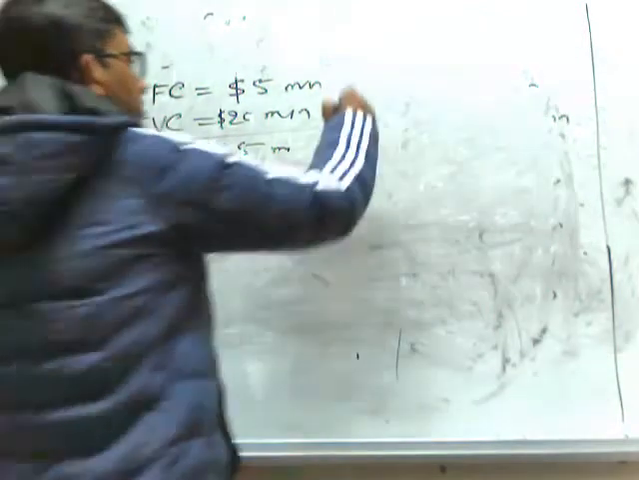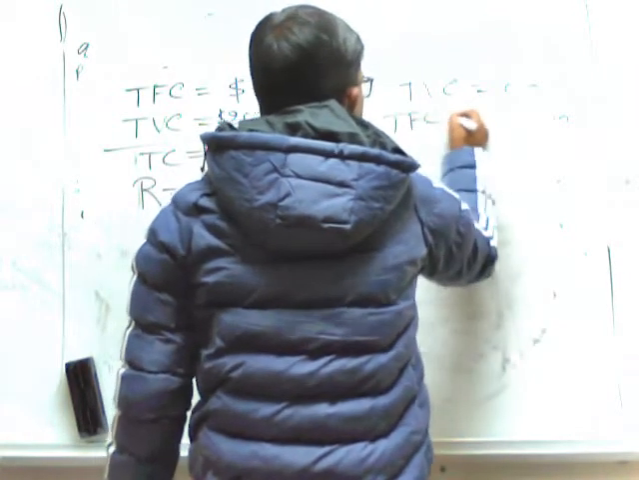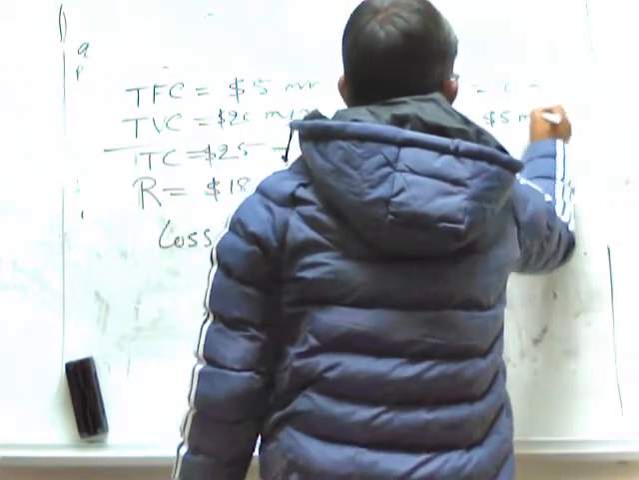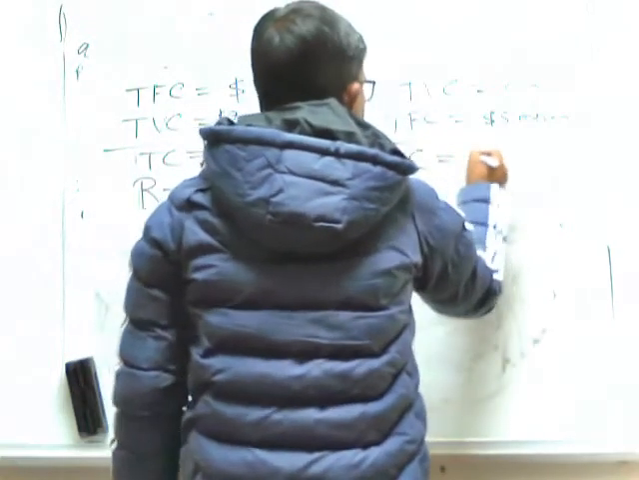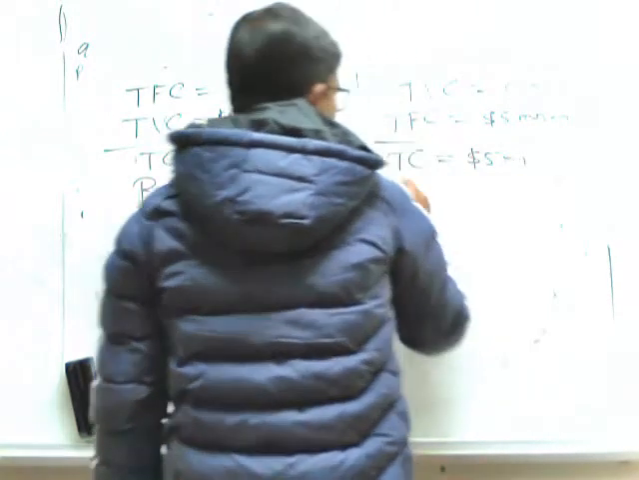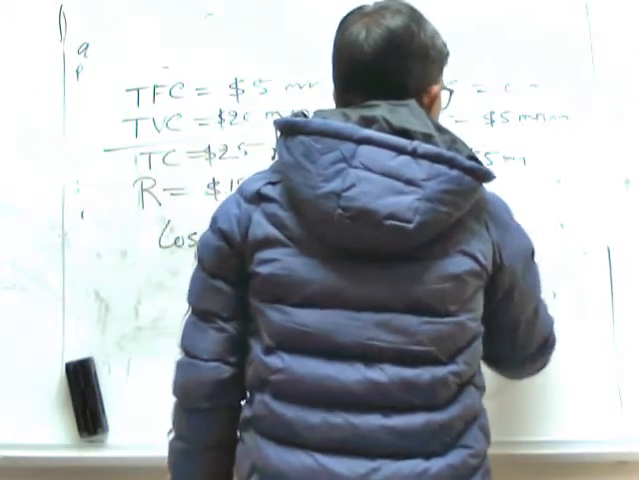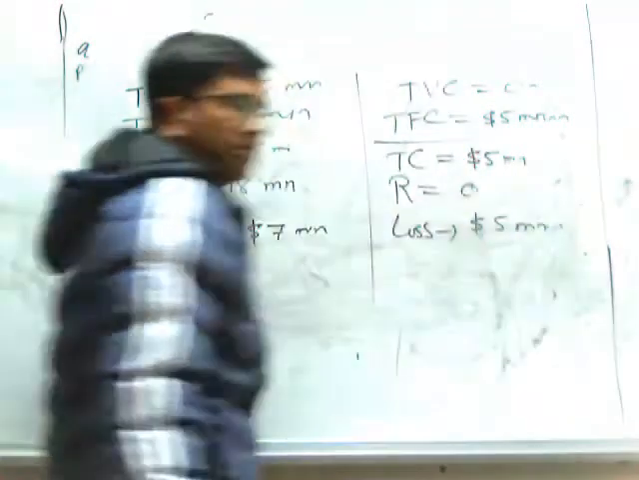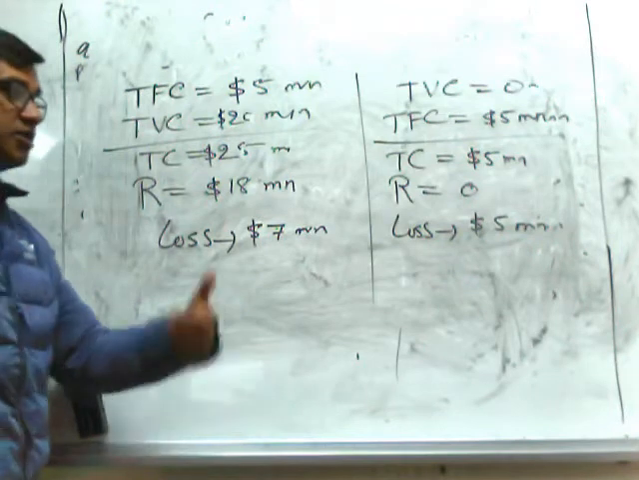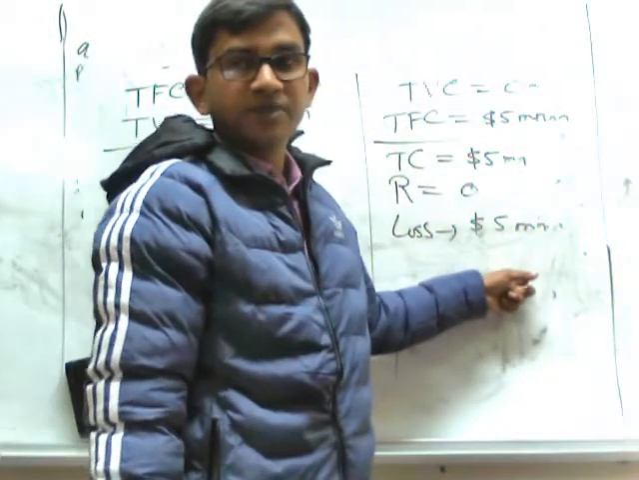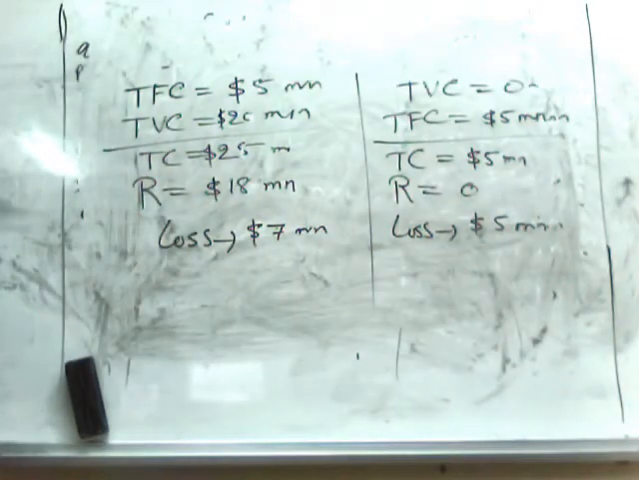But if the firm leaves the market, TVC equals to 0, TFC equals to $5 million. So total cost equals to $5 million, revenue equals to 0. That means the loss will be equal to $5 million. So if the firm continues in the market, it will lose $7 million, but if the firm leaves the market, it will lose only $5 million. So it will be convenient, or logical, for the firm to leave the market.